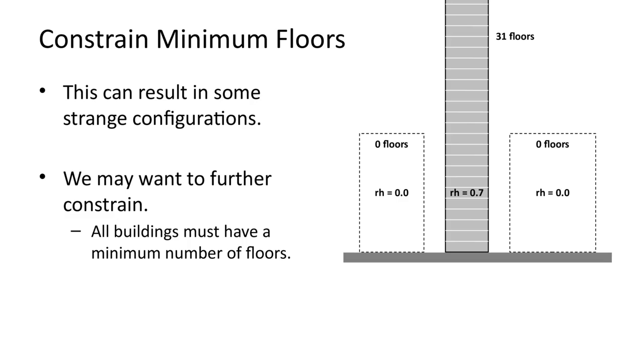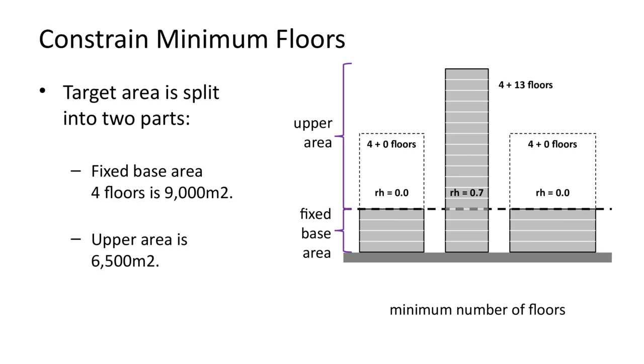The current procedure can result in some plots having no buildings, and other plots having excessively tall buildings. A second constraint can now be added. The constraint can specify the minimum number of floors. The diagram depicts the case where the minimum number of floors is set to 4. This means that, even if the relative height is 0, the number of floors will still be 4. This will also bring down the height of the tallest buildings.